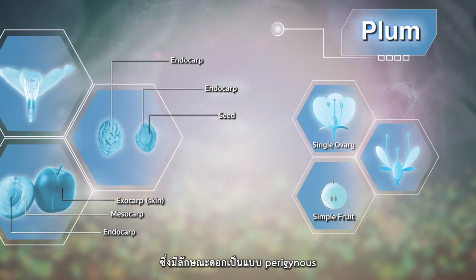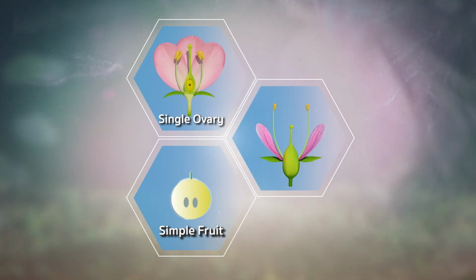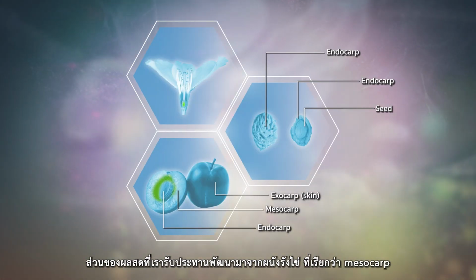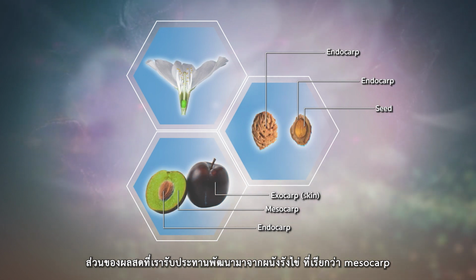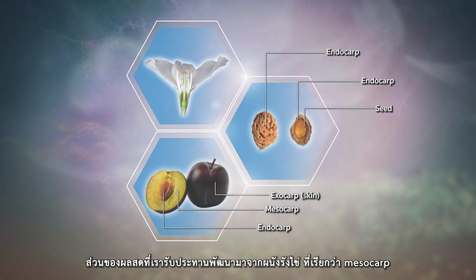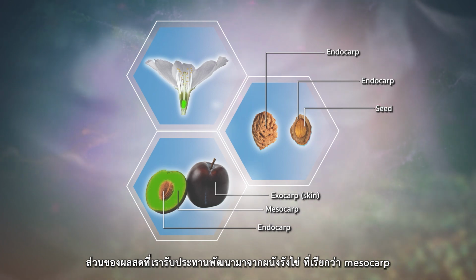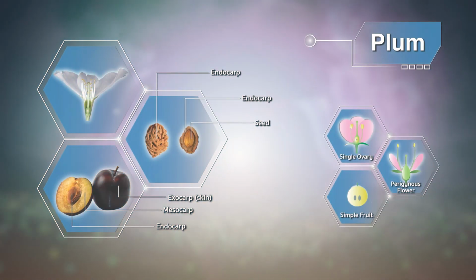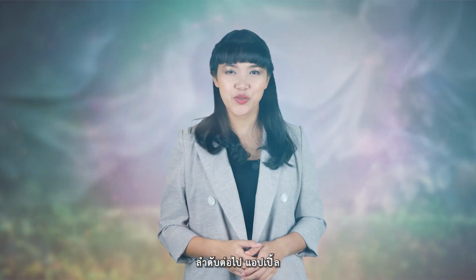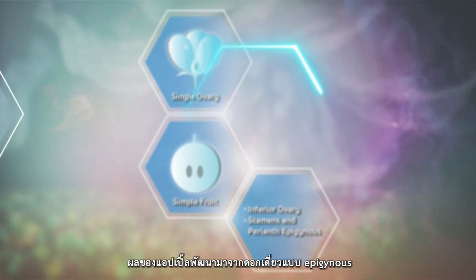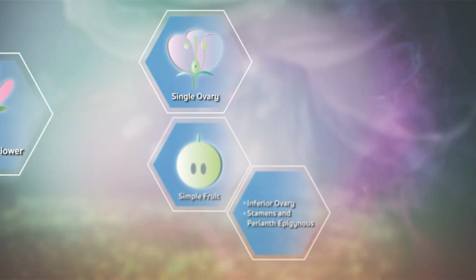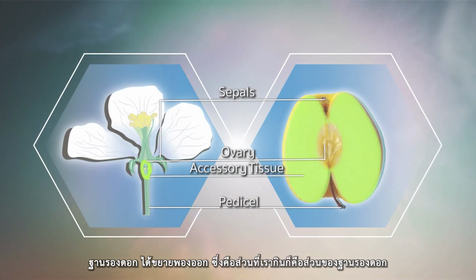The second example, Plum, has characteristics from perigynous flowers. The part that we eat, the fresh meat, developed from the ovary wall. We can also call this part of the fruit the mesocarp. The next one is apple. It has developed from an epigynous single flower. Its receptacle has been enlarged, and this is the part that we eat.